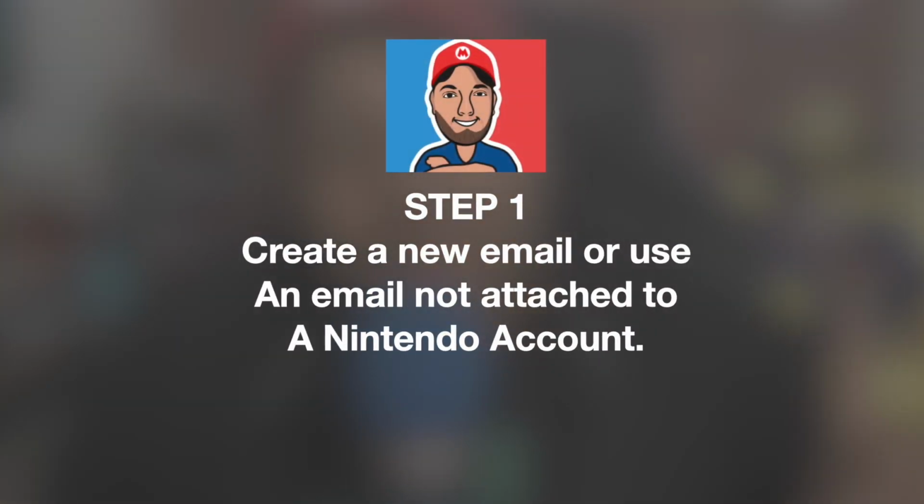Okay, so step number one, let's get right into this. Step number one, you are going to need an email account that is not attached to any Nintendo account. If you only have one email, then your first step will be to create a brand new email. You can use whichever provider you want, either Gmail, Hotmail, Yahoo, whatever you choose. If you need to create that email, you can pause this video right here while you go ahead and create it. I've already created one for the purpose of this tutorial.